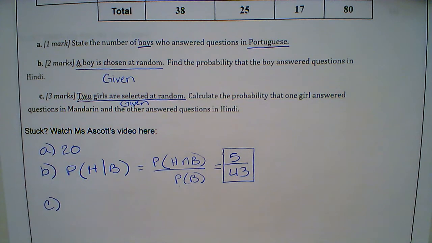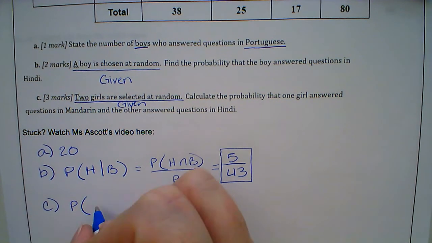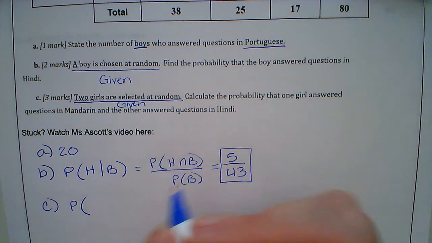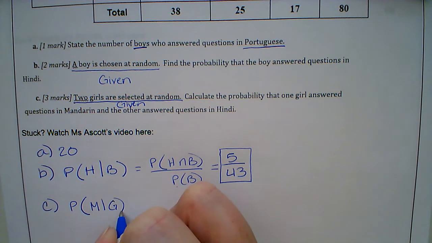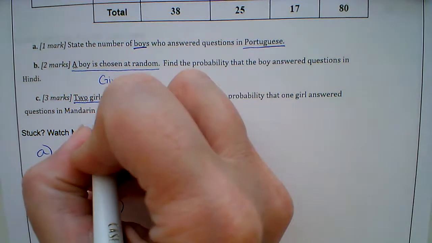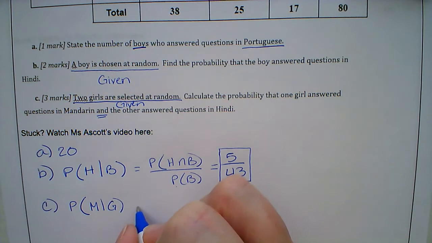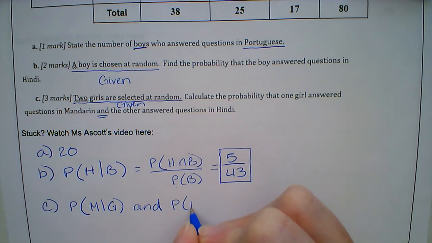Okay, well, so this means that I want the probability of Mandarin given girl, and Hindi given girl.